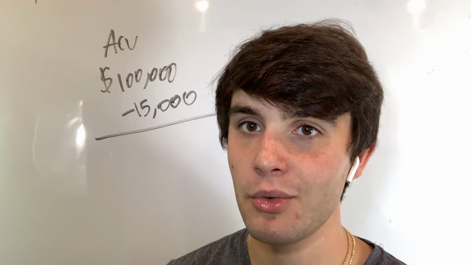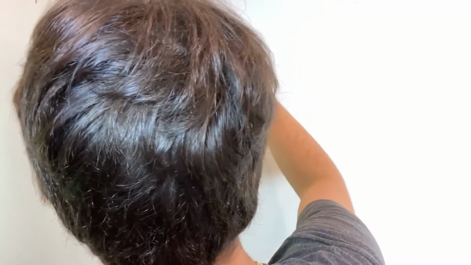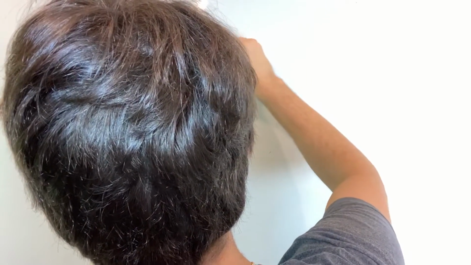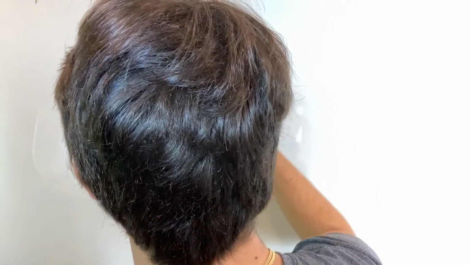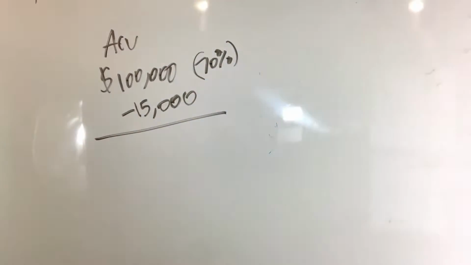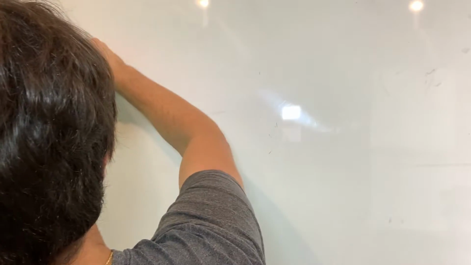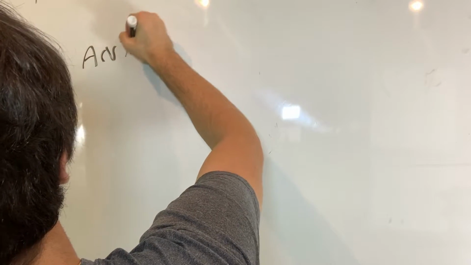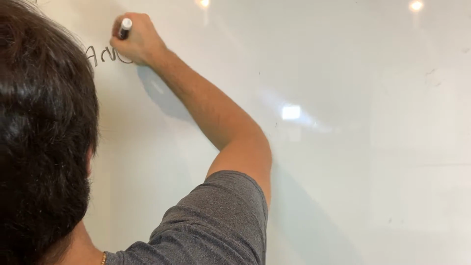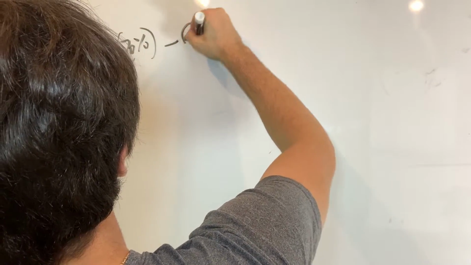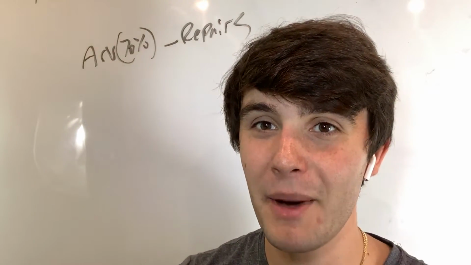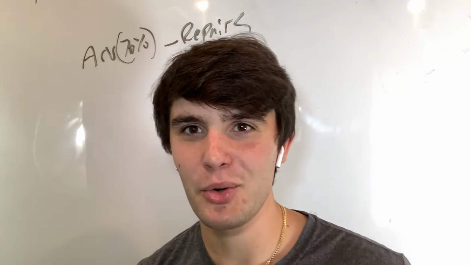So what we need to do right now is multiply this ARV by 70%. We know for a fact that that is equal to $70,000. So let me erase everything here. So we know that the ARV times 70% minus repairs. I'm going to write this down here because repetition is the mother of success. I think that's how the quote goes.